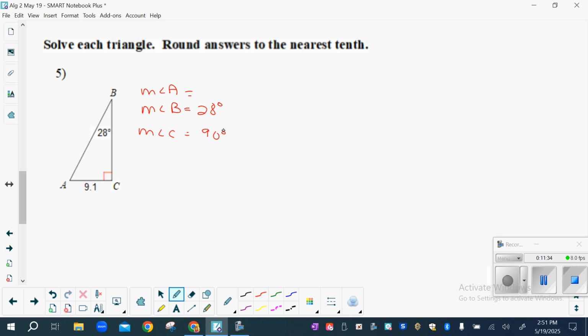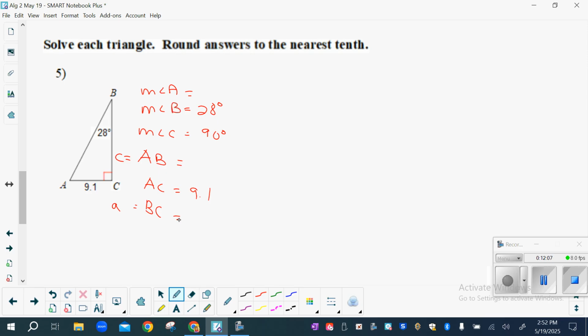So we are going to find side AB, which, in this program, is across from angle C, so they call it little c. On your answer key, it will be little c. And then side AC is 9.1. And then we're going to find BC, which is across from angle A, little a.